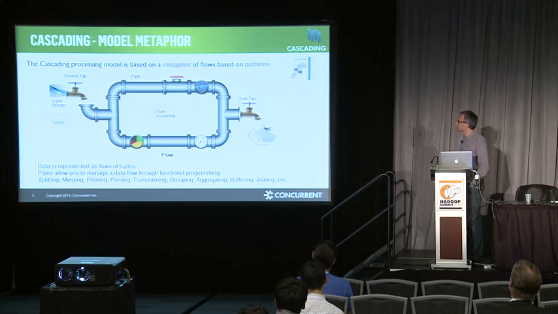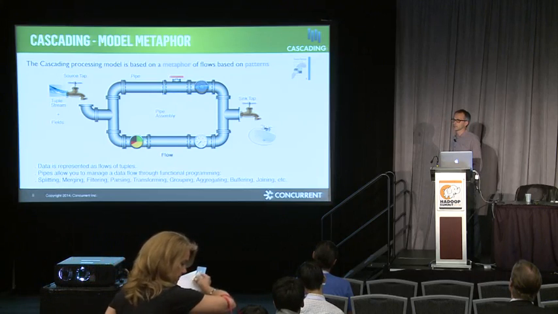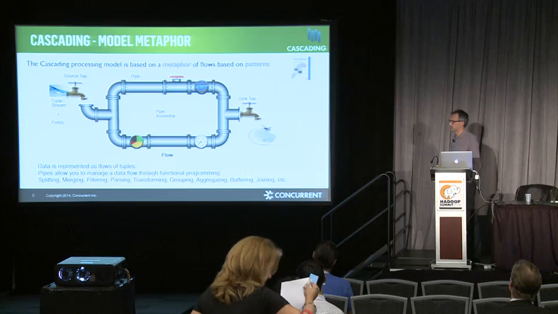And so at the end of the day, once you model your pipe assembly and you connect the source and sink taps, it becomes something that's executable. It becomes a flow in Cascading terminology, and a flow is basically something you can execute in the Hadoop cluster.